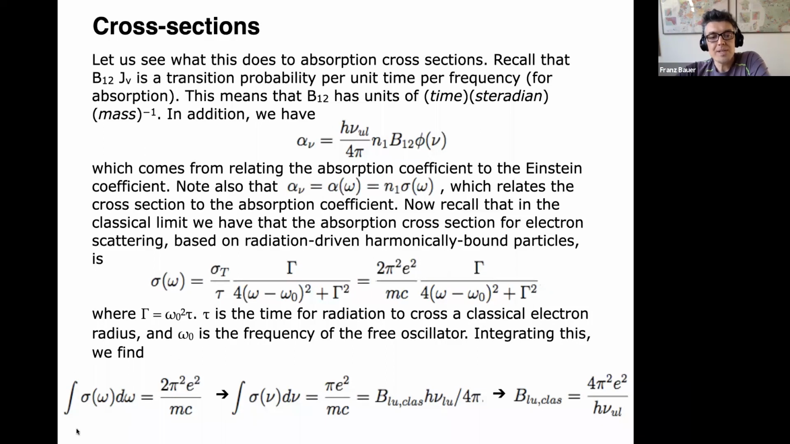And so integrating this cross-section over all frequencies, we will end up with this. And so if we do this in frequency space, we'll end up with this. And then this thing should equal this, which is our Einstein coefficient and our frequency of transition from lower to upper. And so we can derive our lower to upper Einstein coefficient as being related to this. Okay.